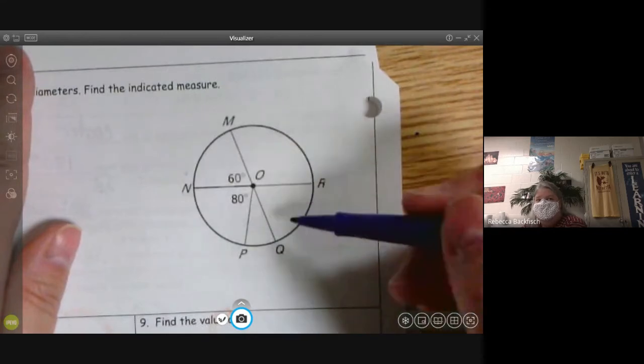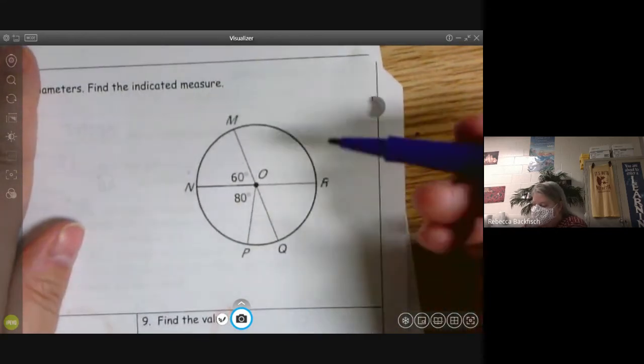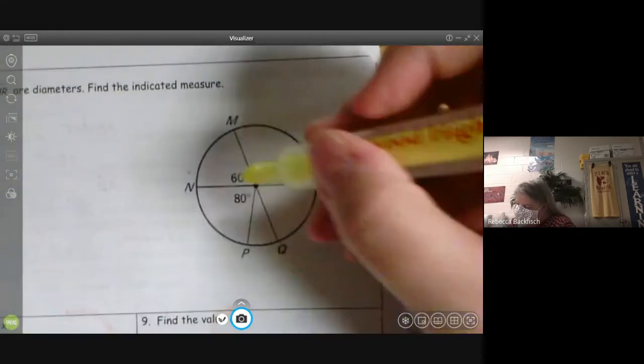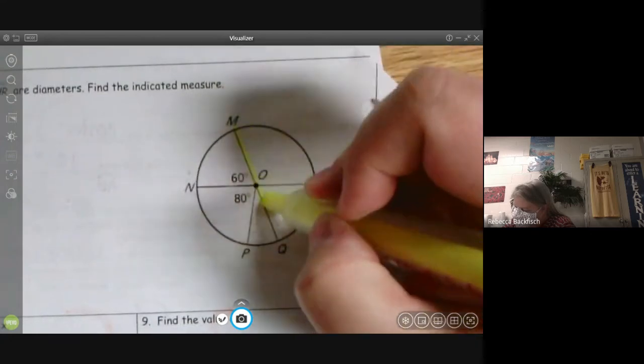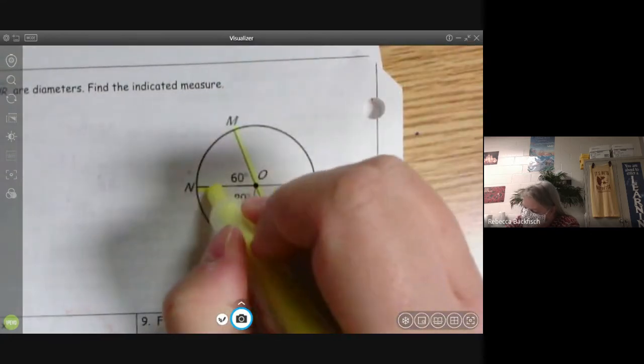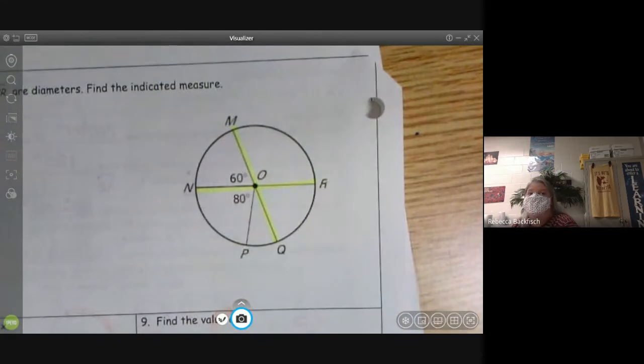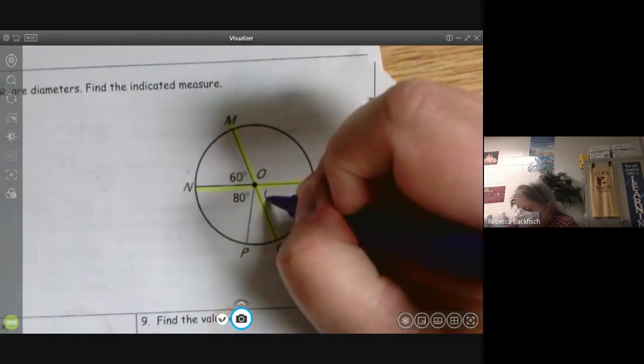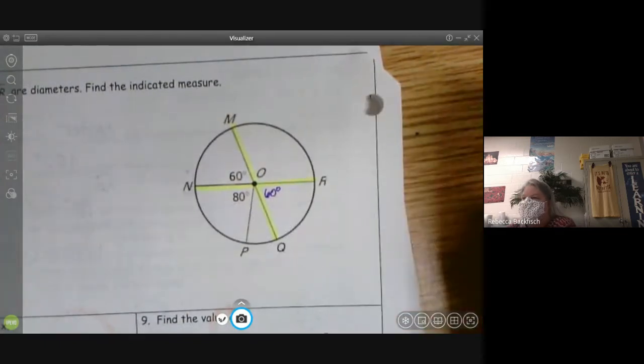Okay, so the first thing that occurs to me here is that those two diameters form vertical angles. Is that what you were going to say? Okay, so this is also 60.